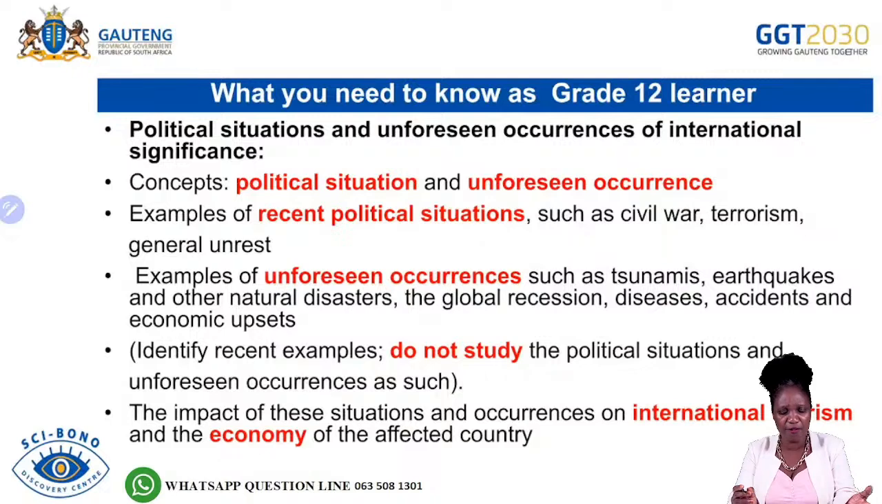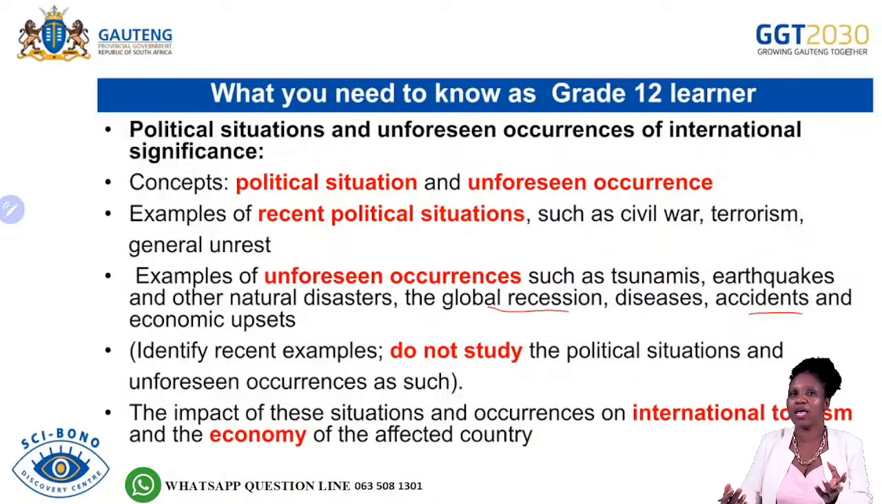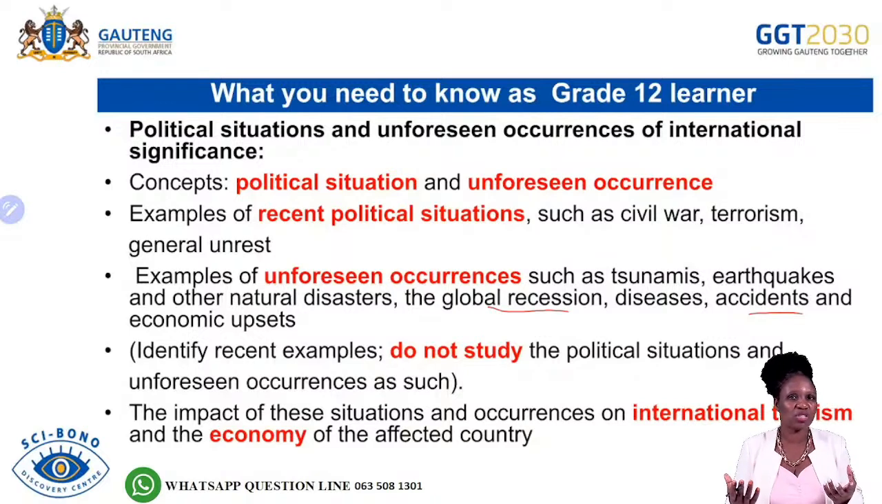We also have natural disasters. We've got global recession. We've got diseases. We've got accidents and economic upsets. For example, when we are talking about things like tsunamis, they are unforeseen. Earthquakes, they are unforeseen, all right? And then we also have volcanic eruptions.